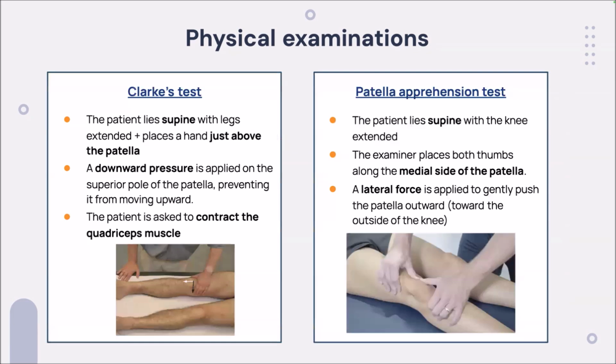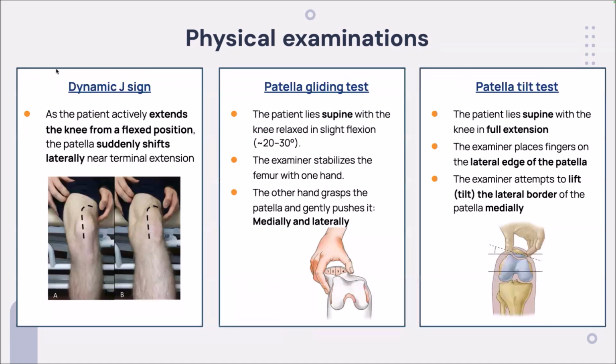Next, this is the special test. For the patella, you can do the Clarke test, where you let the patient lie supine with the leg extended, place a hand above the patella, apply downward pressure, and ask the patient to contract the quadriceps muscles. You can also do the patella apprehension test, where the patient lies supine with the knee extended, palpating the medial and lateral side of the patella. Do not do the special exams like ACL on the first time. You need to wait 2-3 weeks after that. But the first time you just see knee hemarthrosis, the apprehension is positive.